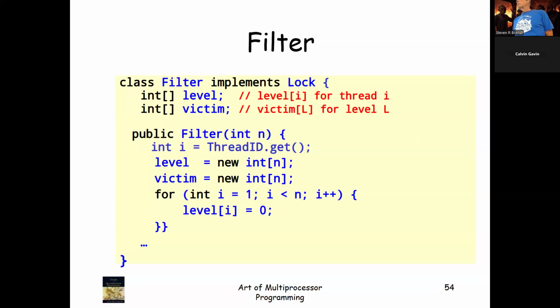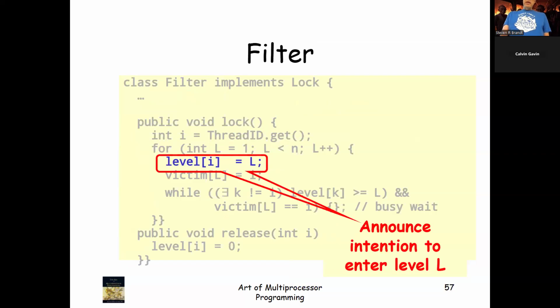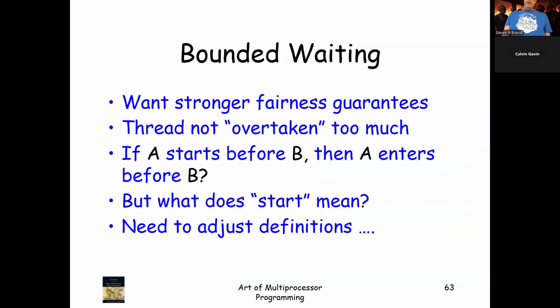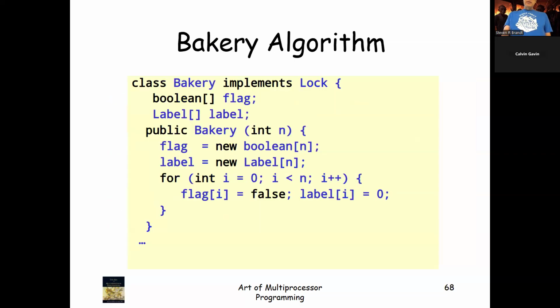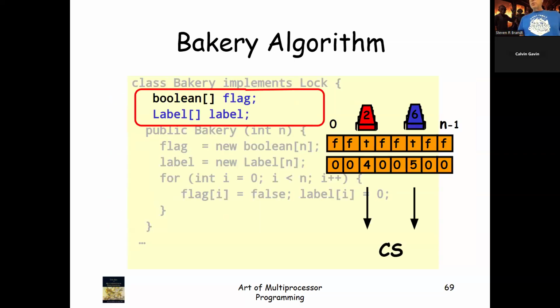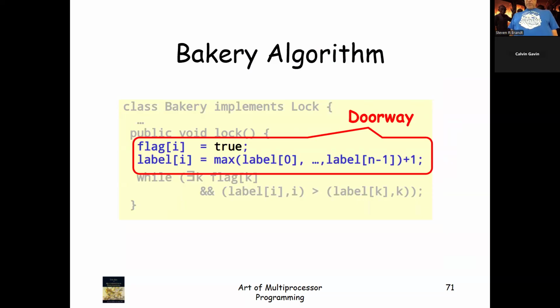What are the properties of bakery? So bakery is a fair lock. And the idea behind bakery is that I have a doorway where I'm sort of getting my place in line, and then I will get in when my time comes up. So what I do is in the doorway, I find my place in line, which is the max of the labels of all the other threads, and I add 1 to that.